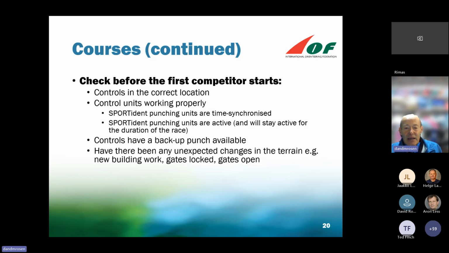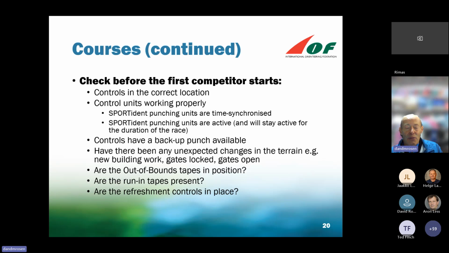And you need to check, especially in urban areas, in sprints, have there been any unexpected changes in the terrain, such as new building work, gates locked, or gates open? You may have decided that out of bounds tapes are needed. Have they actually been put where you thought they should go? And are the run-in tapes present? And are the refreshment controls in place in a long distance event? And are the marshals in place?